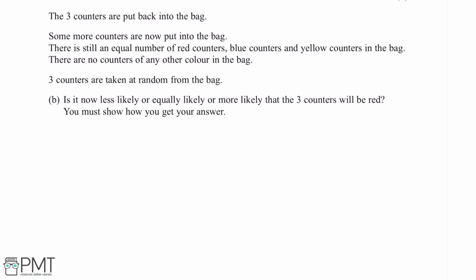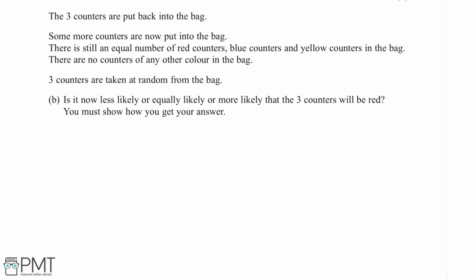The 3 counters are put back into the bag. Some more counters are now put into the bag. There is still an equal number of red counters, blue counters and yellow counters in the bag. There are no counters of any other colour in the bag. 3 counters are taken at random from the bag. Is it now less likely or equally likely or more likely that the 3 counters will be red? You must show how you get your answer.